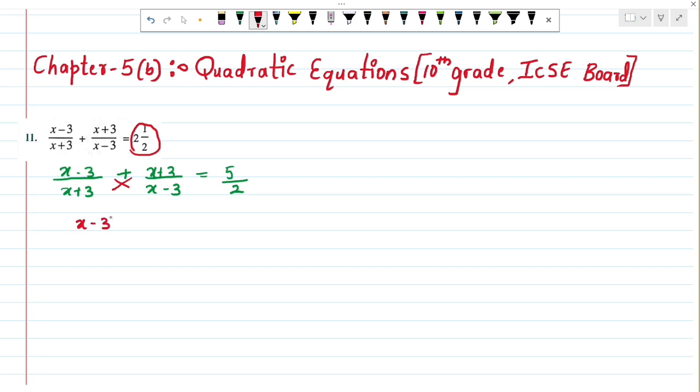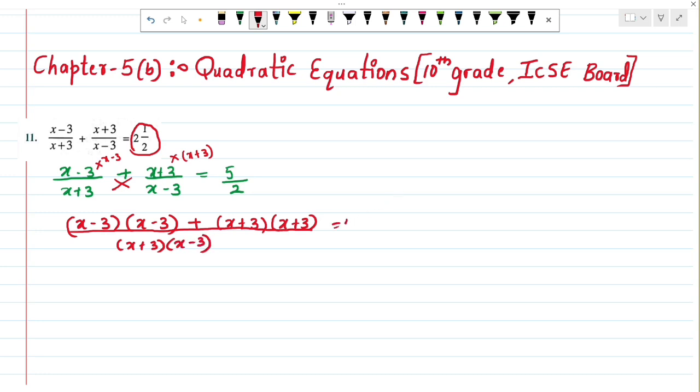x minus 3 into x minus 3. Or else we can say that we have taken the LCM for this. For x plus 3 it is x minus 3 and for x minus 3 it is x plus 3. So x minus 3 into x minus 3 I have written here, plus x plus 3 into x plus 3, whole divided by x plus 3 into x minus 3, which is equal to 5 by 2.